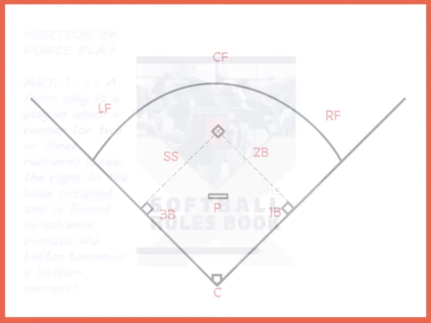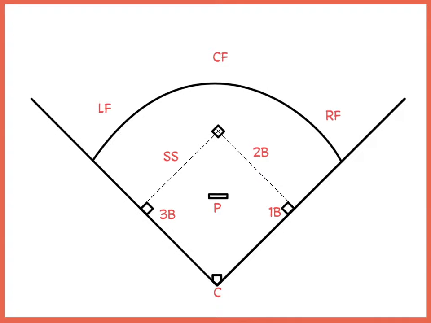When there's nobody on base, the only one who's going to run is the batter. Once the batter hits that ball, she then becomes a runner. And that run to first base is always a force at first. So now the batter's at first base. Is the play at second going to be a force play?